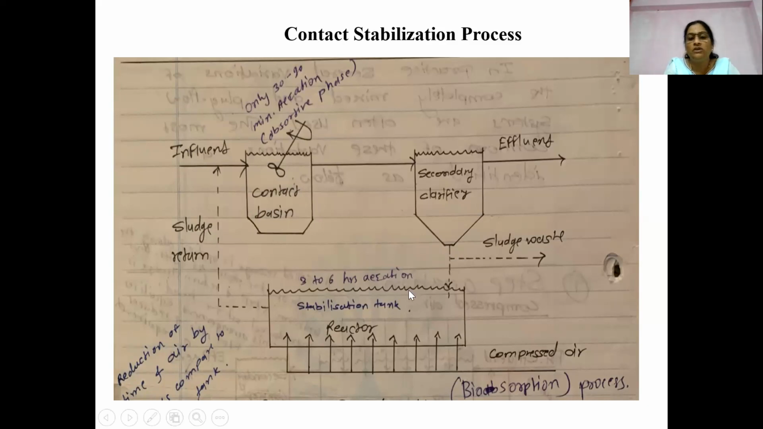So instead of that, if we provide oxygen separately for the active part of this sludge in a stabilization tank, then we can return it. We can add that highly activated material into the contact basin. And because this is a very highly activated, highly aerated material, here no need to provide much amount of aeration. Just 30 to 90 minutes are sufficient, and then the outcome will be good. So this is the contact stabilization process.